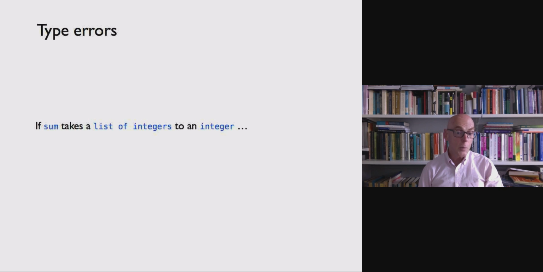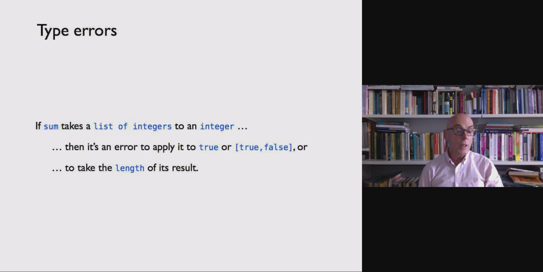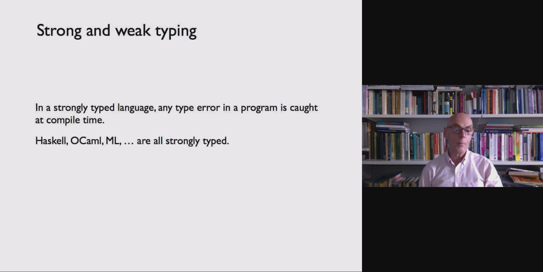Now, if we carry on with the sum example, takes a list of integers to an integer, then it's an error to apply sum to true or to the list true and false. It's also an error to take the length of its result, because it's an integer, it's not a list. So this sort of error is one that in principle is easy to discover. We don't have to know what particular list of booleans we have in order to know that we can't apply sum to it.